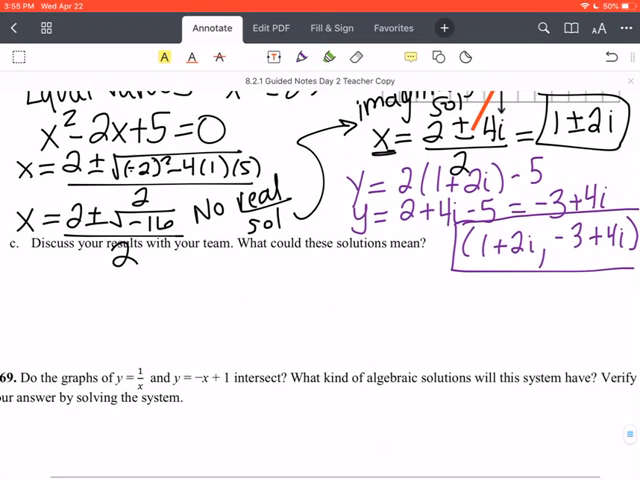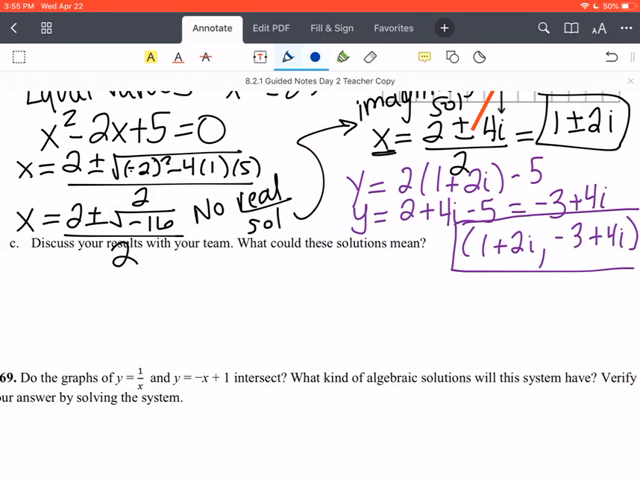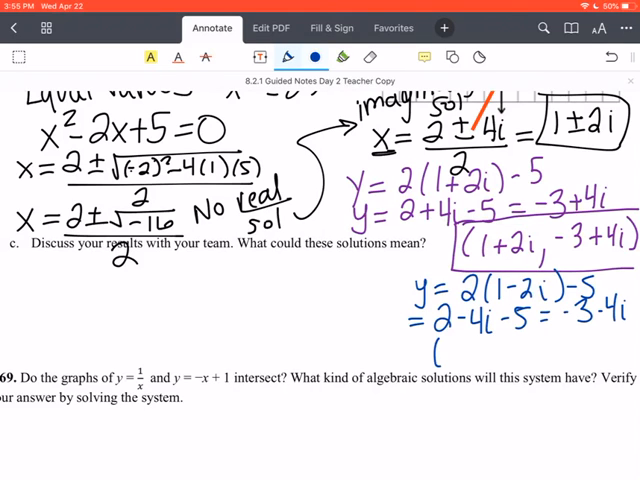Okay, now for my second solution, I need to do that again, but I'm going to use 1 minus 2i. So I have y equals 2 times (1 minus 2i), and then minus 5. So I have 2 minus 4i minus 5, and I have negative 3 minus 4i. So my other solution is (1 minus 2i, negative 3 minus 4i). That is the y value that goes with that particular x value.